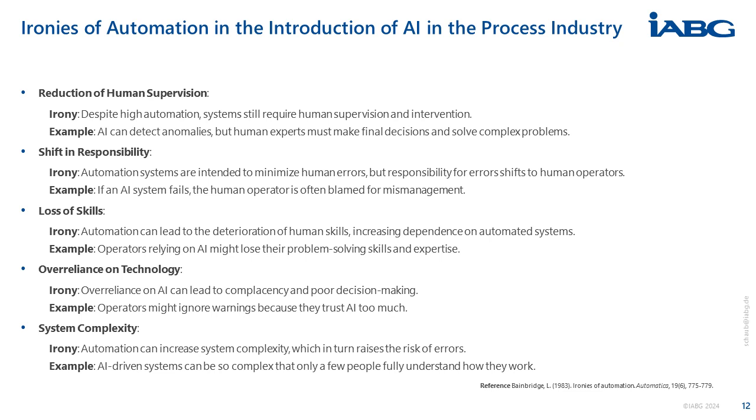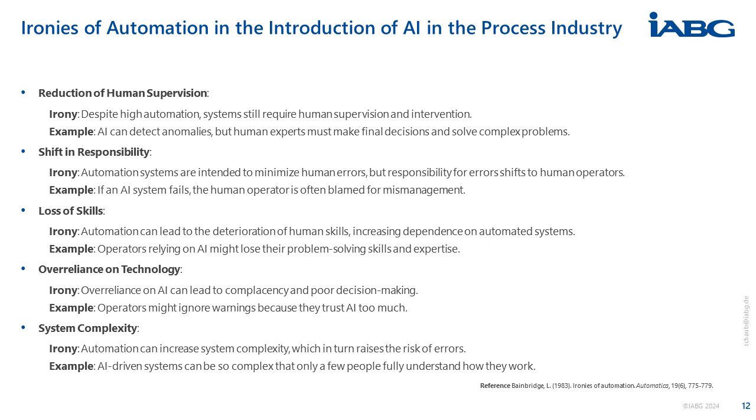Reduction of human supervision. The first irony is that despite high levels of automation, these systems still require significant human supervision and intervention. For example, while AI systems can efficiently detect anomalies and alert operators to potential issues, the final decisions and solutions for complex problems often still rely on human experts. This necessity for human oversight underscores the enduring importance of human judgment and expertise in highly automated environments.